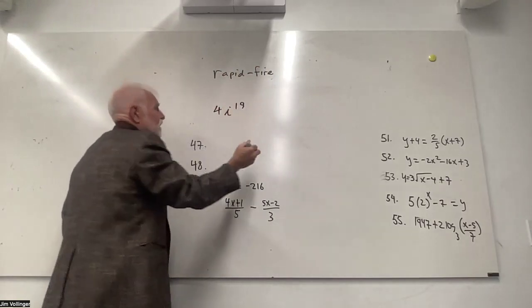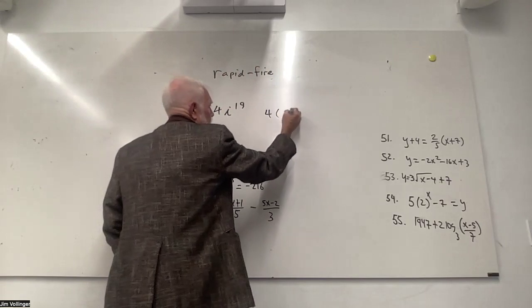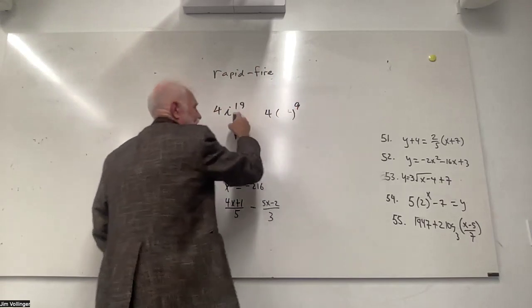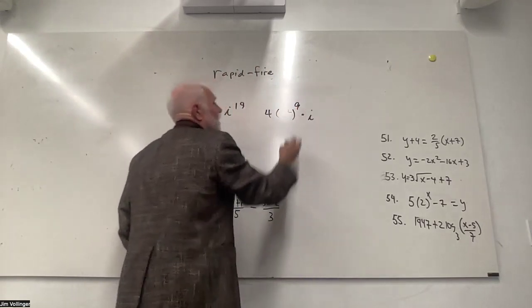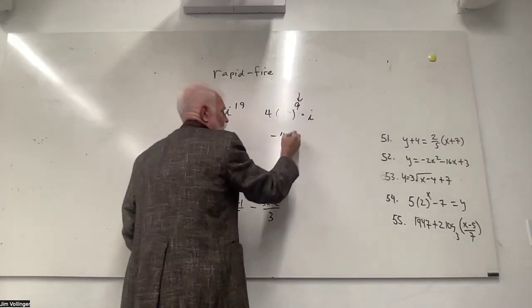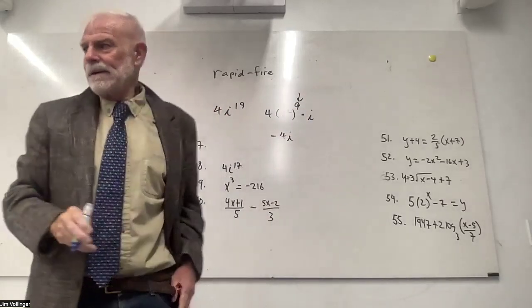19th. What would that be? Well, it would be 4i squared, 9 times gets me to 18, times 1 more. That's odd. So it's -4i. That kind of practice. All right.